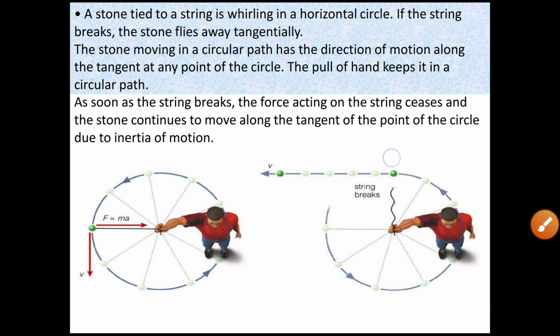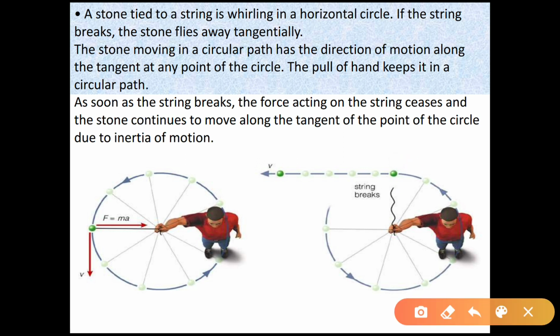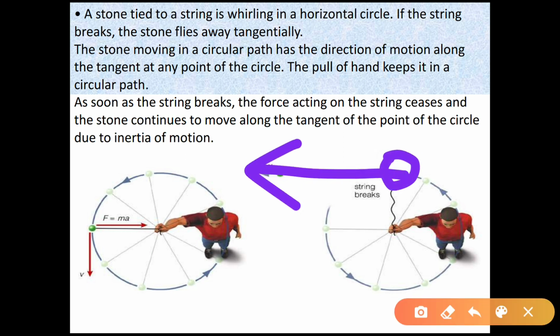That is, at this position its direction of velocity, its direction of motion, was towards the left. So when at that position the string breaks, the stone will continue to move in its direction of motion, and that ability of a body to maintain its direction of motion is known as inertia of direction.